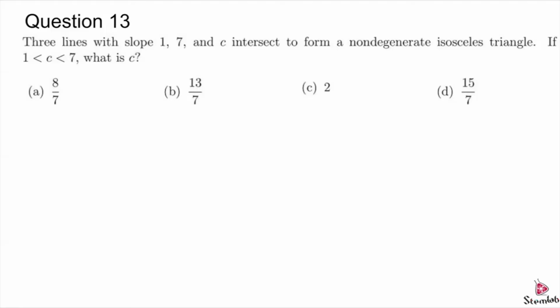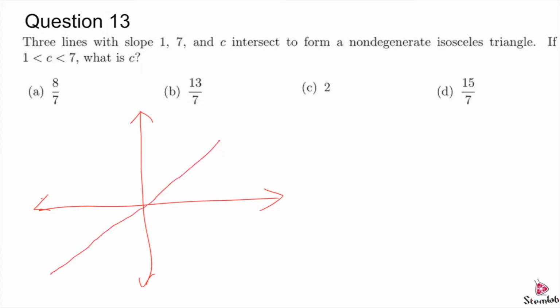So first, we'll try to sketch out on the Cartesian plane the lines with slope 1, 7, and C. So we'll have a line that's 45 degrees, which is the slope 1. We have a fairly steep line with the slope 7, right? And then we will have this line that we're given that's sort of in between the two. So for now, we'll assume that it's some line like this. Okay, we don't know what it is. Could be 8/7, 13/7, 2, 15/7, something like that, right?